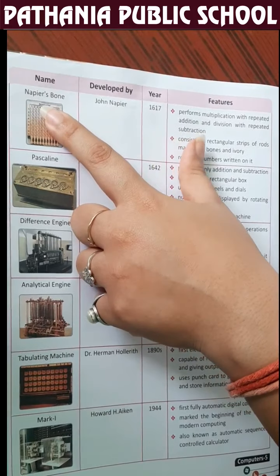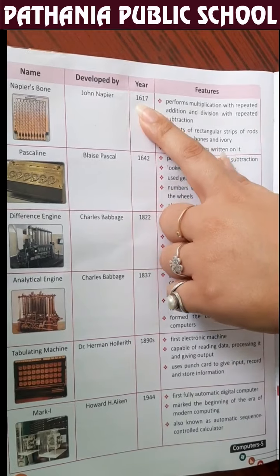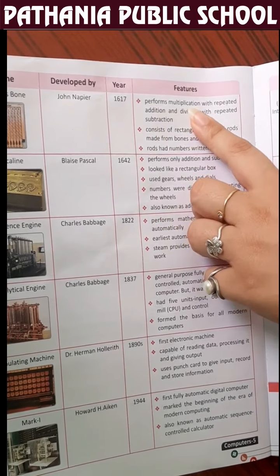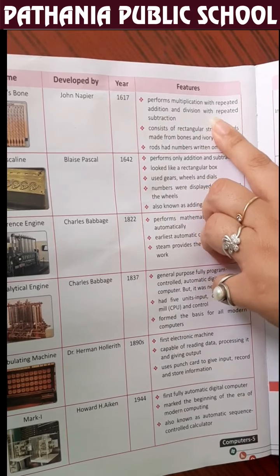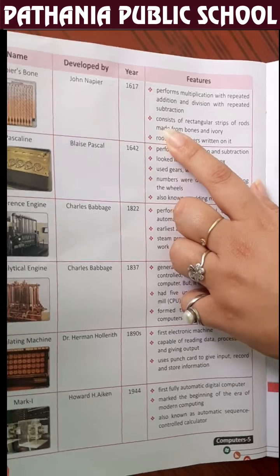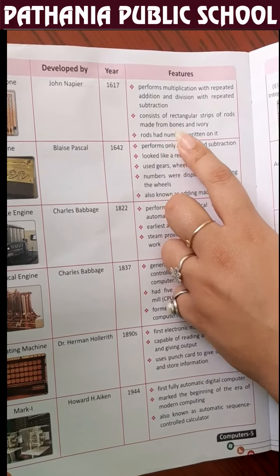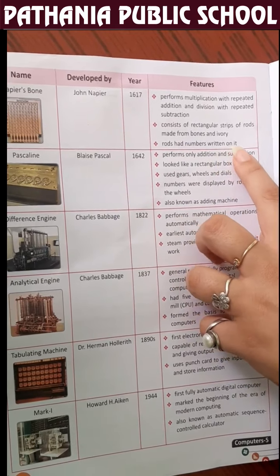The next one is Napier's Bones, which was developed by John Napier in the year 1617, and its features are: it performs multiplication with repeated addition and division with repeated subtraction. It consists of rectangular strips of rods made from bones and ivory. Rods had numbers written on them.